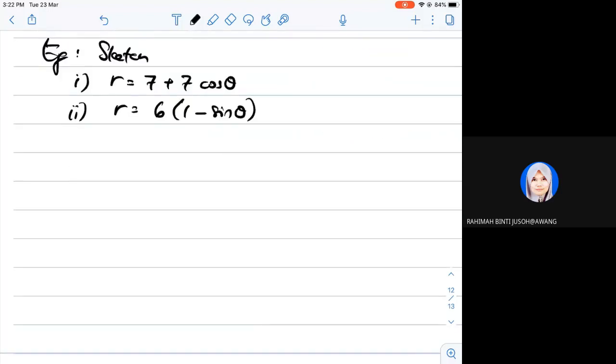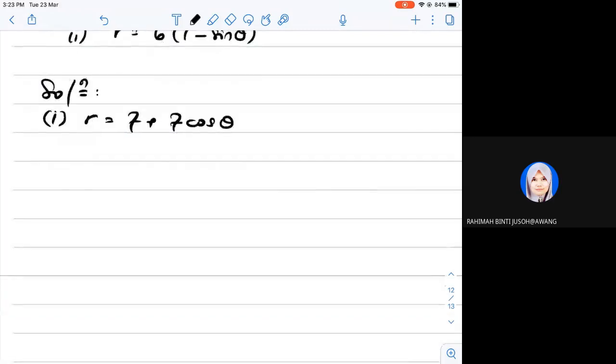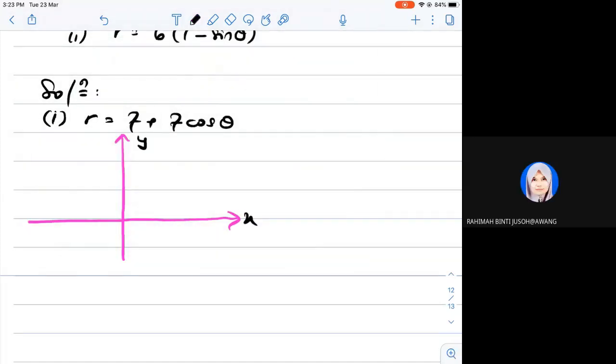Okay, solution. Let me explain to you why the shape becomes a cardioid. Okay, number 1, R equals 7 plus 7 cos theta. Okay guys, so logically we know that the position is located on the y-axis. Which part, right or left? Right. Right, X and Y. Okay, its graph looks like this, guys. The right side is bigger.